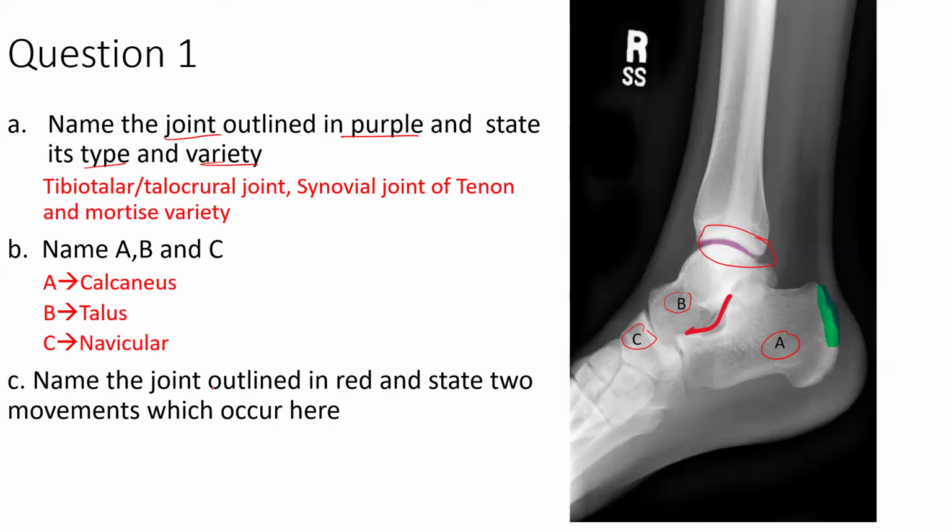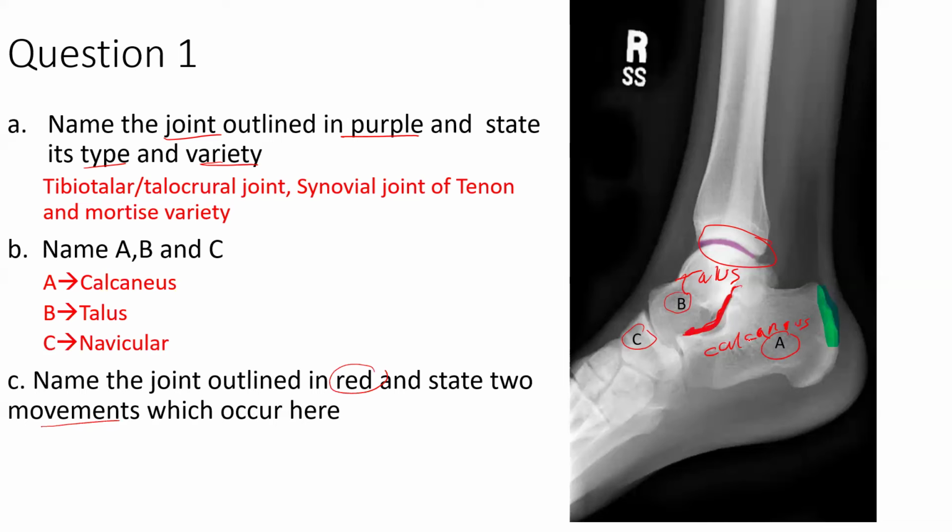We've also been asked to name the joint outlined in red and state 2 movements which occur there. So this joint, you can see it clearly there. It's the joint between talus here and calcaneus. If you've named it as the talocalcaneal joint, that's correct. But since it is below talus, the other name is the subtalar joint.